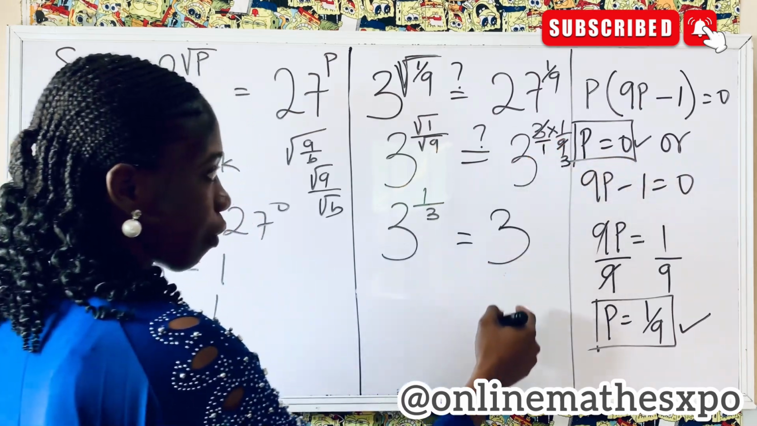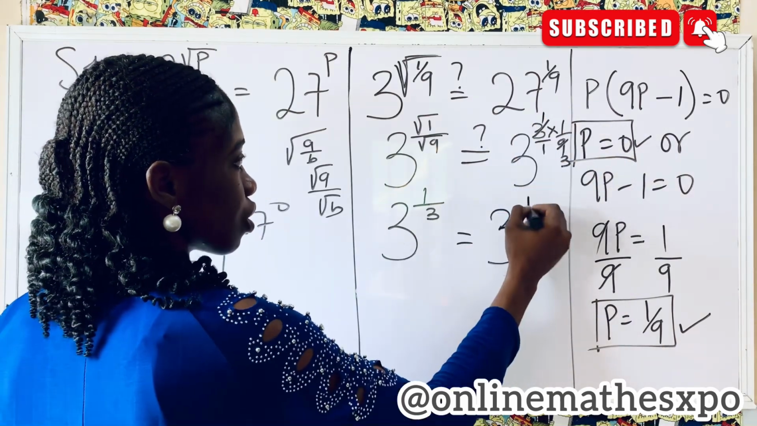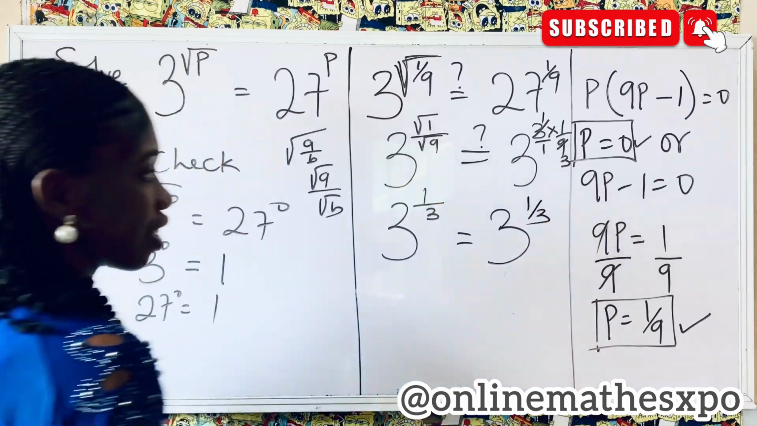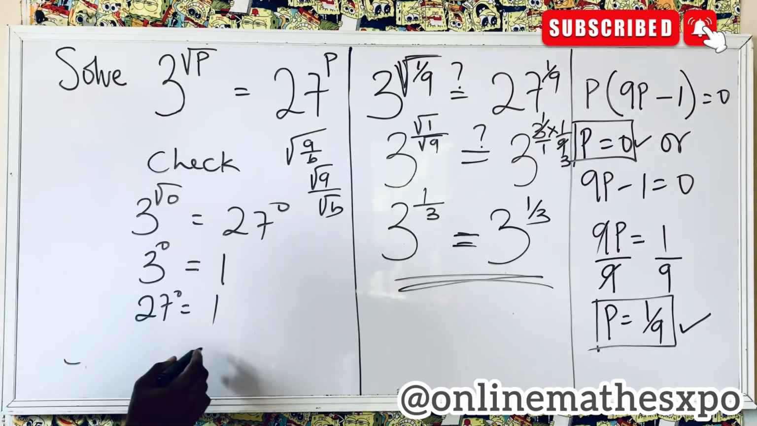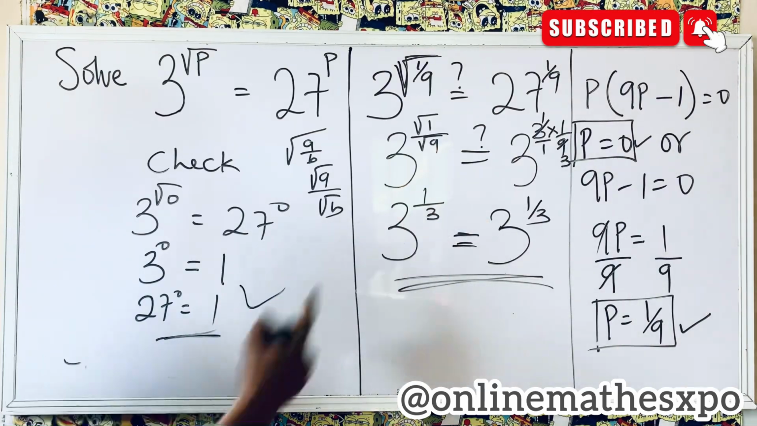Remember, this is 3 over 1. And 1 times 1 is 1. 1 times 3 is 3. So you see that what we have here are equal, as well as what we have in testing for p as 0.